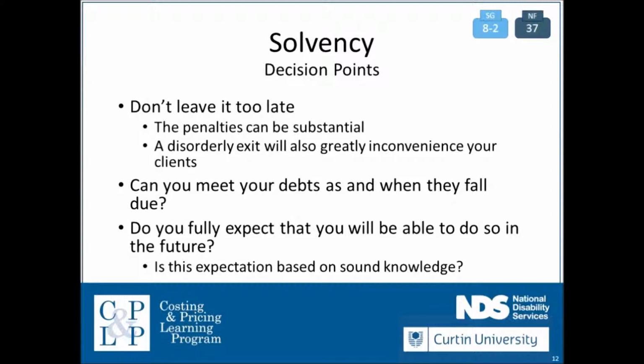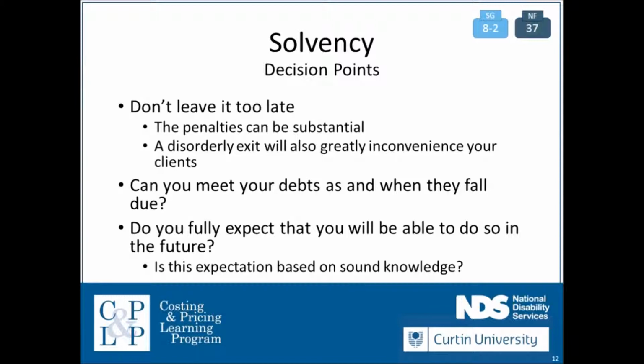And therefore, having a forecast in solvency terms and making a decision point about whether or not you want to continue providing particular services from a particular point in time allows you to plan for an orderly exit out of those services. The key question is whether you can meet your debts as and when they fall due for the entirety of the planning period that you're looking at.